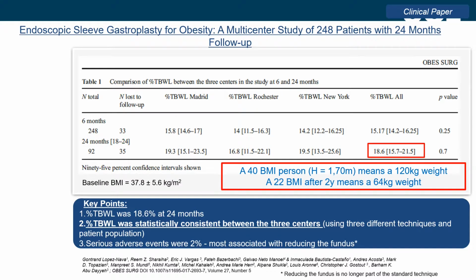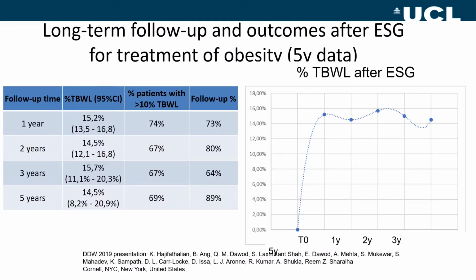So what are the data? The data here were published by Lopez Nava in Spain, who has had a huge amount of experience and shaped a lot of guidance on this, showing that at 24 months out, there was a total body weight loss of 18.6% in 248 consecutive patients treated with endoscopic sleeve gastroplasty.